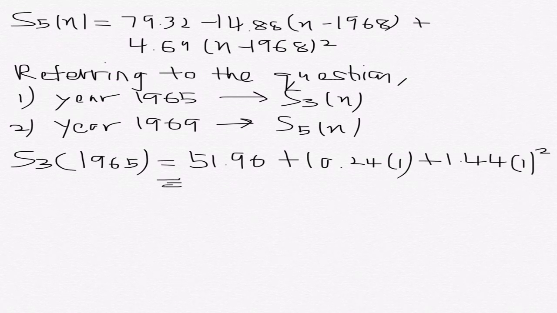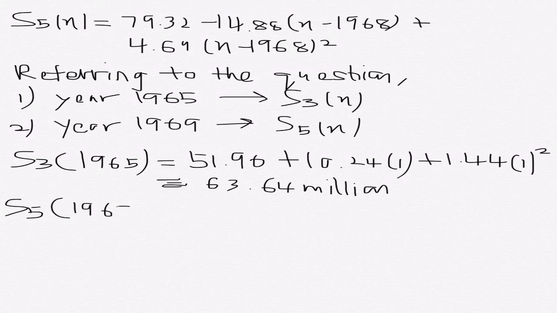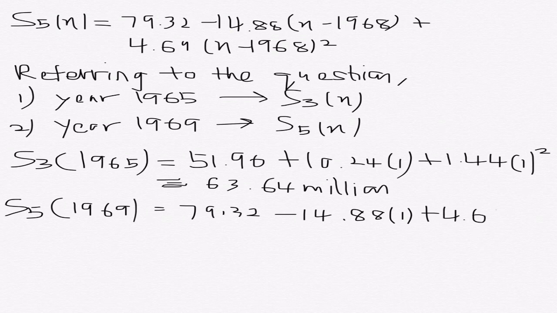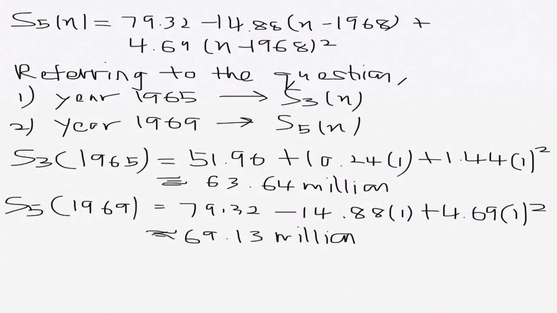Okay, now I directly substitute, we will get approximately 3.64 million in 1965. While for 1969, we substitute, we do the same procedure. Approximately 69.13 million.